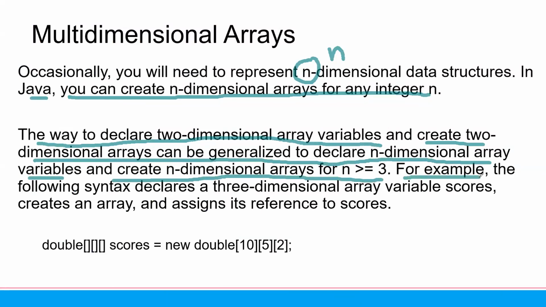For example, the following syntax declares a 3-dimensional array variable scores. So I have this variable scores. I have 1, 2, 3. So it means I have 3 dimensions. And the first will have the size 10, the second will have the size 5, and the third will have the size 2.